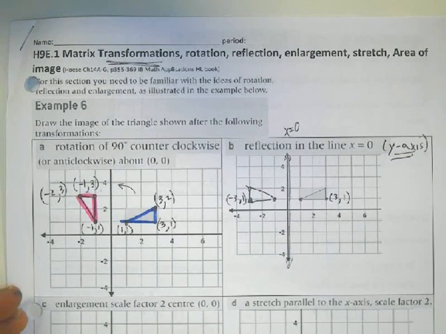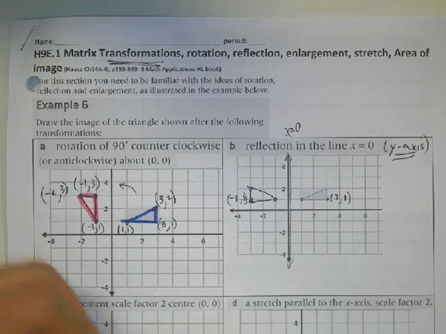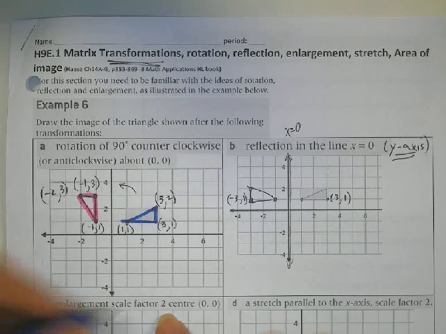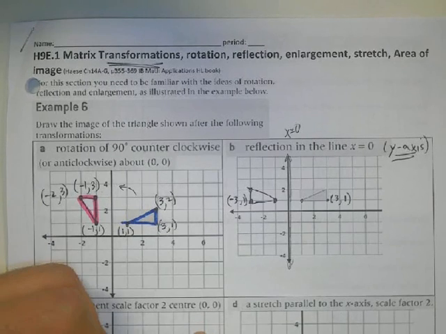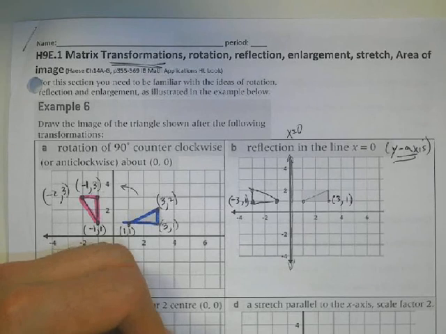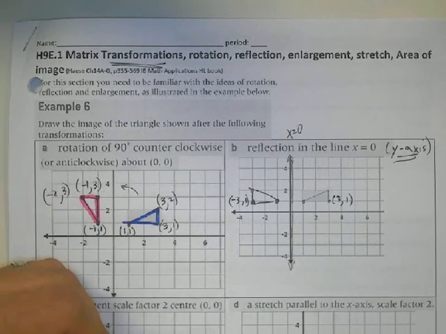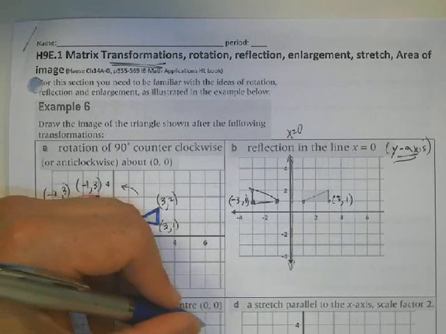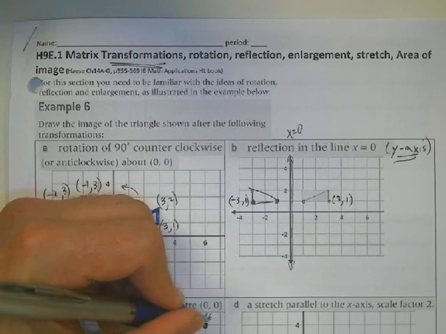Enlargement. So if this point is (1, 1), the new point, if it's enlarged by a scale factor of 2, is going to be at (2, 2). This point here is (3, 1). The new point is going to be at (6, 2). And the next one, and this is (3, 2), is going to be (6, 4).